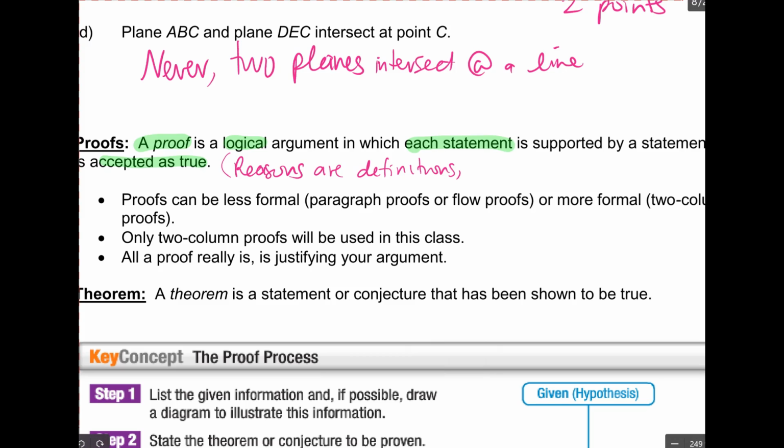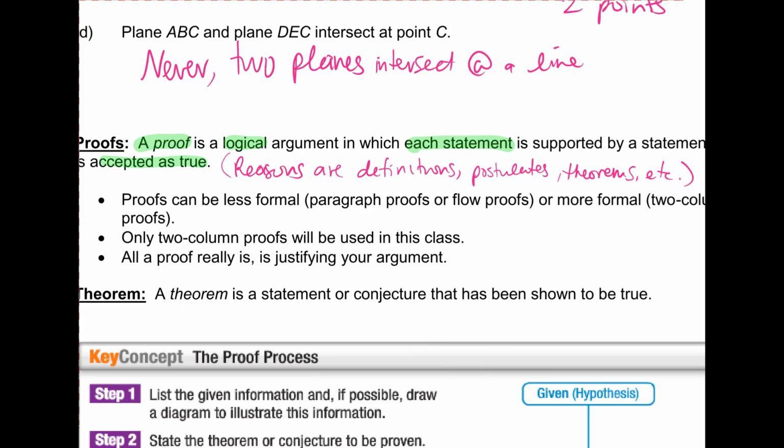The reasons for the statements we're going to use can be definitions, postulates, theorems, etc. Proofs can be less formal: paragraph proofs, which are a paragraph of words describing it, or flow proofs, the flow charts with arrows. It can also be formal 2-column proofs, where it's like, here is the statement, this is the evidence for it, here's the next step, here's the evidence to prove why it's right. Only 2-column proofs will be used in this class.